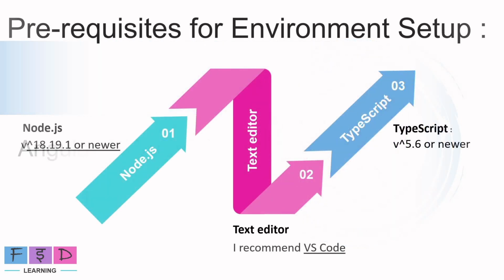So let's start with prerequisites for environment setup. To create a new Angular project with version 19, we need to consider these three prerequisites for installation. So first is Node.js environment. Node.js is a runtime environment that allows us to execute JavaScript code on the server side. And to get started, we need to download and install Node.js, ensuring that the version is greater than 18.19.1, as this is the minimum requirement for Angular 19.